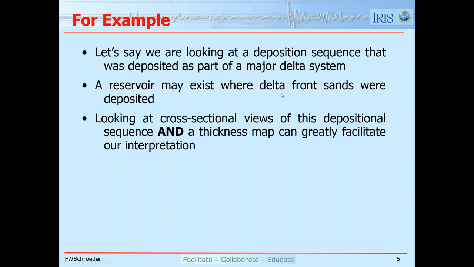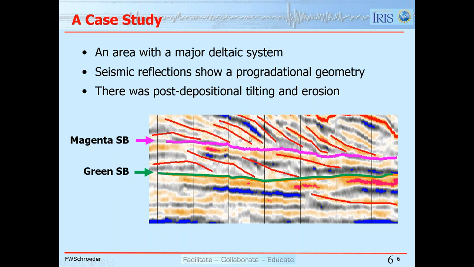So we can look at cross-sectional views and interpret the depositional environments. We'll talk more about that, I believe, on the next lecture, which would be Thursday, on seismic sequences or seismic facies analysis. And thickness maps can also greatly facilitate our interpretation of the environments of deposition. And I'll show examples of that.